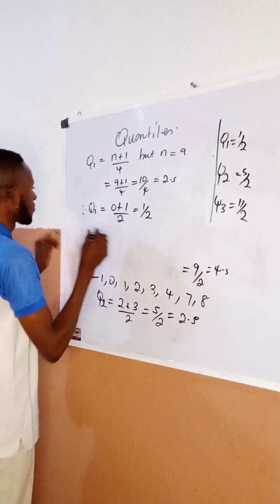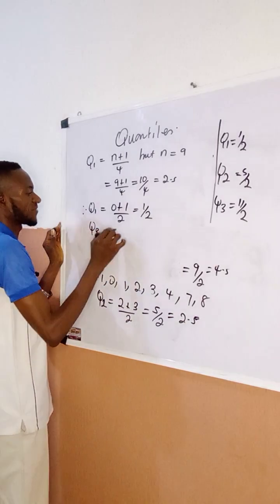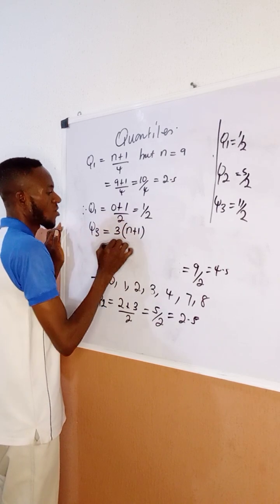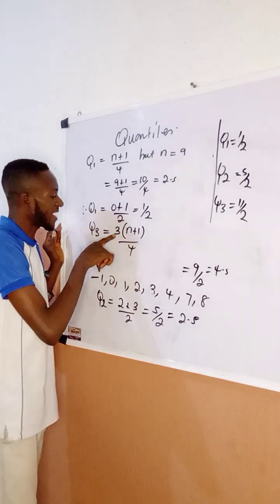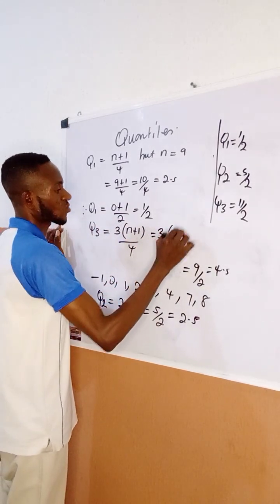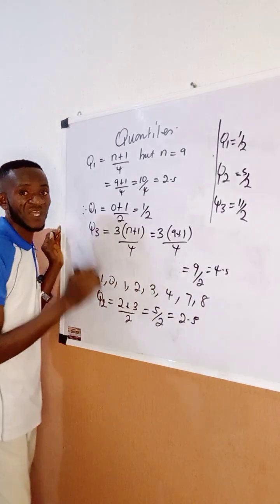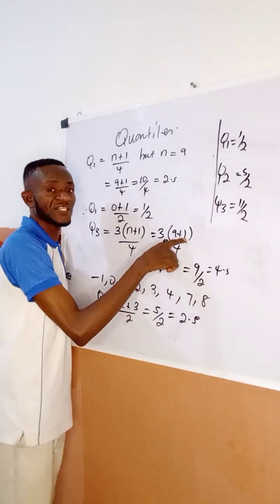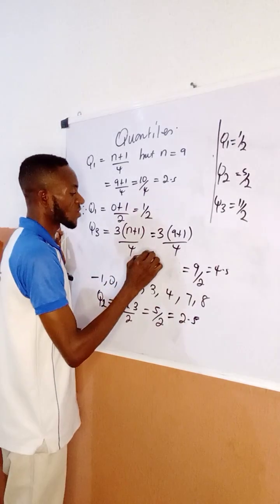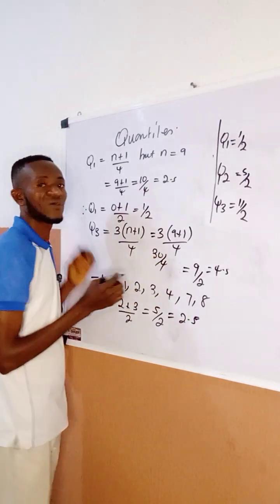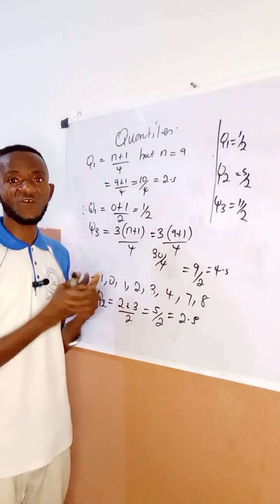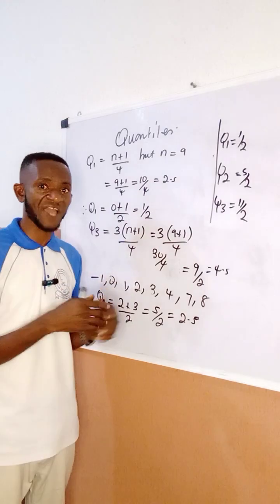So for Q3, the locator formula is 3 into n plus 1 all over 4. And of course, my n has become 9. So this becomes 3 into 9 plus 1 all over 4. 9 plus 1 is 10, multiplied by 3 is 30. So I have 30 all over 4. And if you press 30 all over 4, I think it might give you something like 5.5 or thereabout.